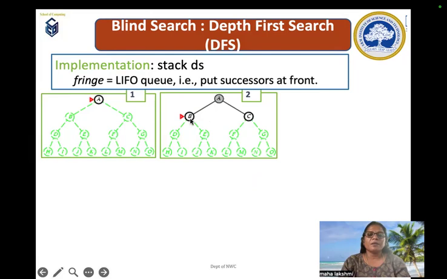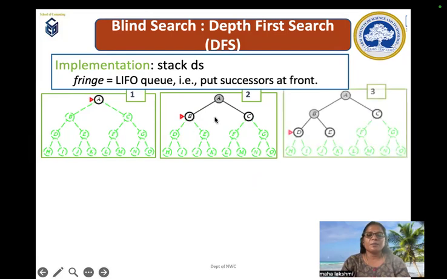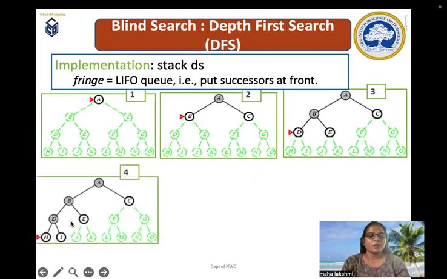So now B will be explored. B's children are D and E. According to depth, it has to go to the left side node D first before exploring the node E. So it will explore D until all the children of D have been explored, and only then E will be explored. E will not be explored until all children of D have been explored. After D is explored, D's children H and I will be expanded.